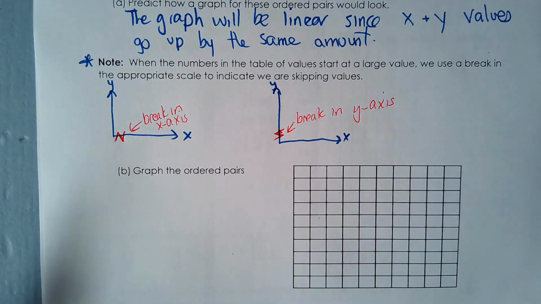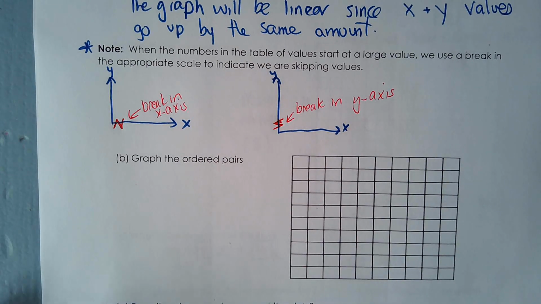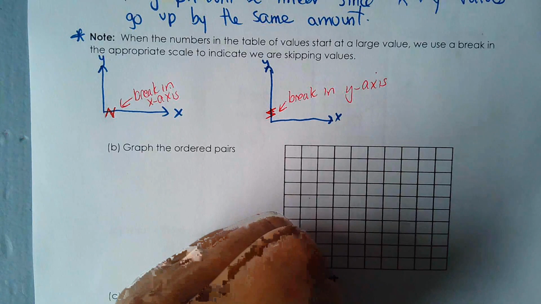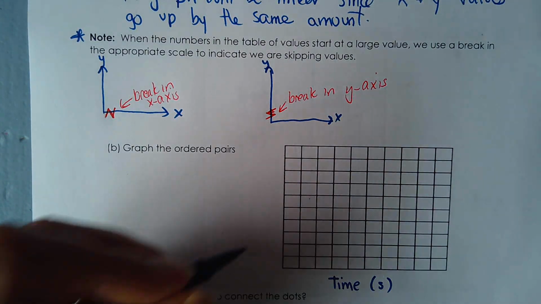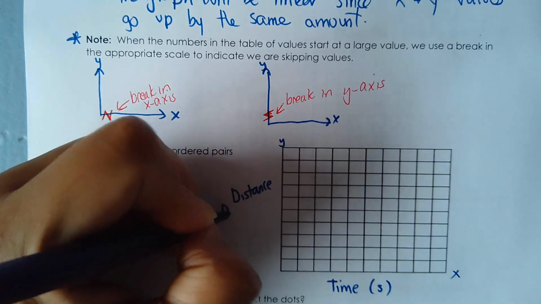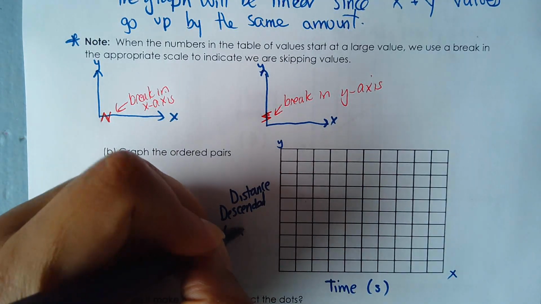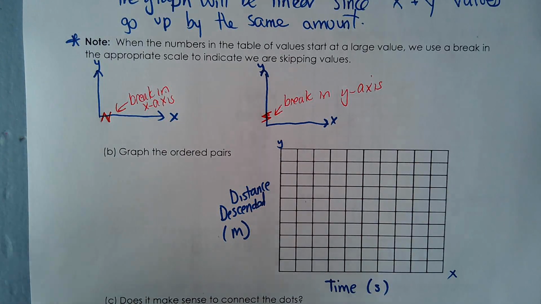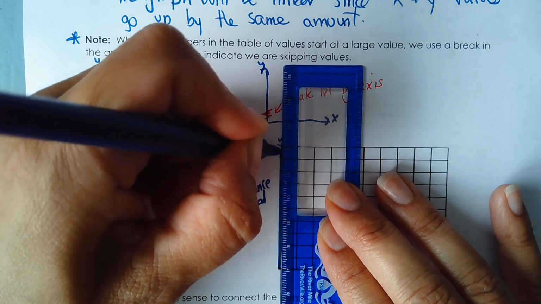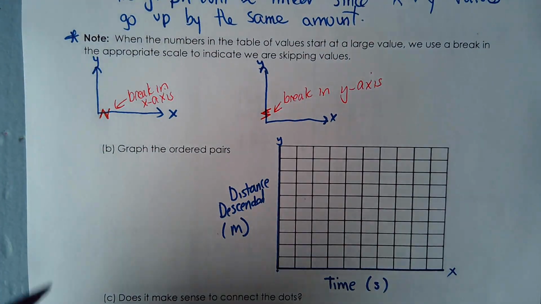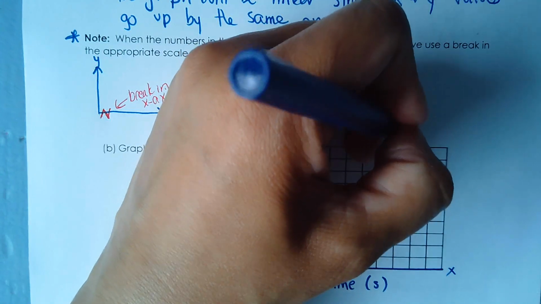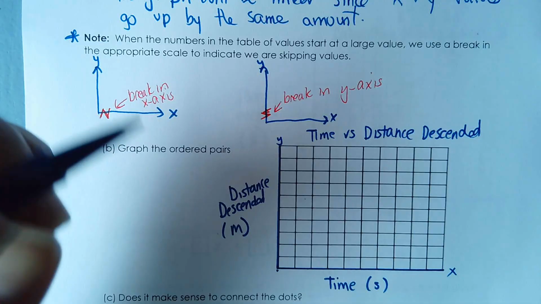Okay, so we're going to use this to graph the above example. So graph the ordered pairs. Okay, so let's start with figuring out what we put on our x-axis, y-axis title. So we have time in seconds, and on our y-axis we have distance descended, and that was measured in meters. So we always use brackets for our arrows, brackets for our units. And both x and y are all positive, so we're going to start our origin here in the corner. We need a title, so we can say time versus distance descended for a skydiver.